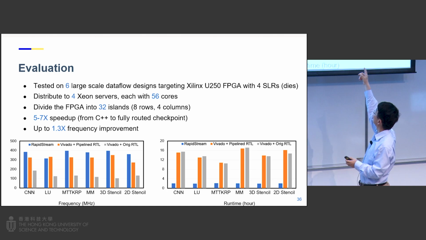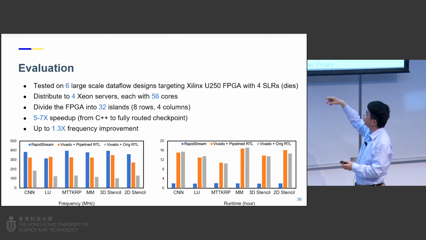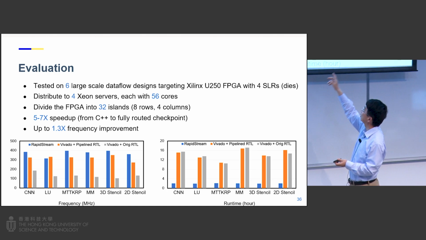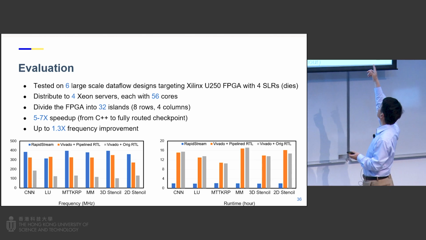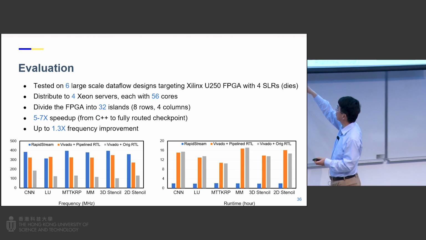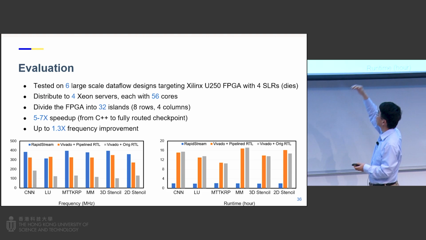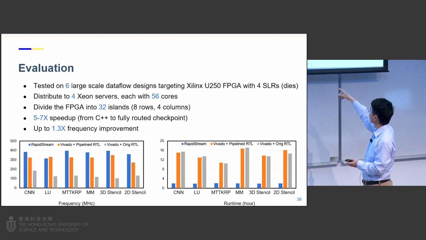You do Vivado with the pipeline RTL. So Vivado knows nothing about it. You just give them a pipeline RTL. It will still take a long time to do place and route. And the other one, this is the original one. You can see this is the runtime bar.